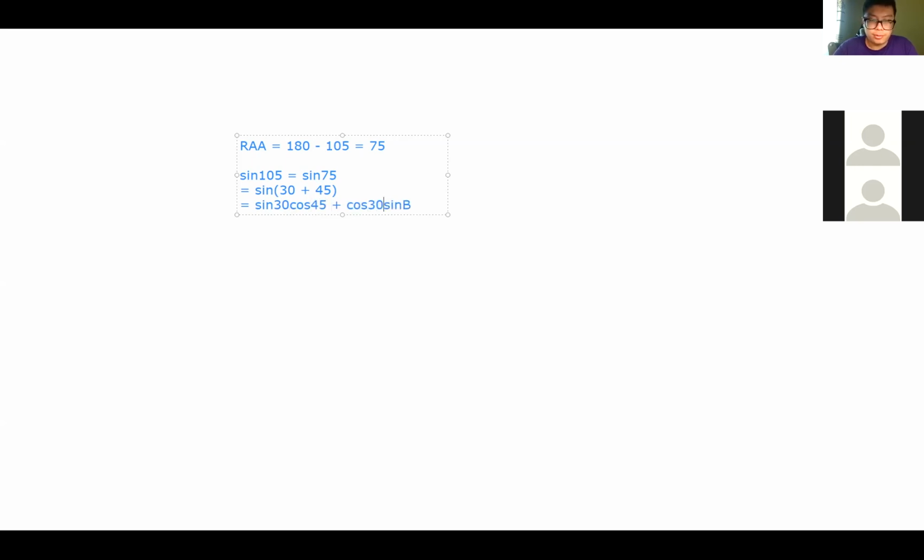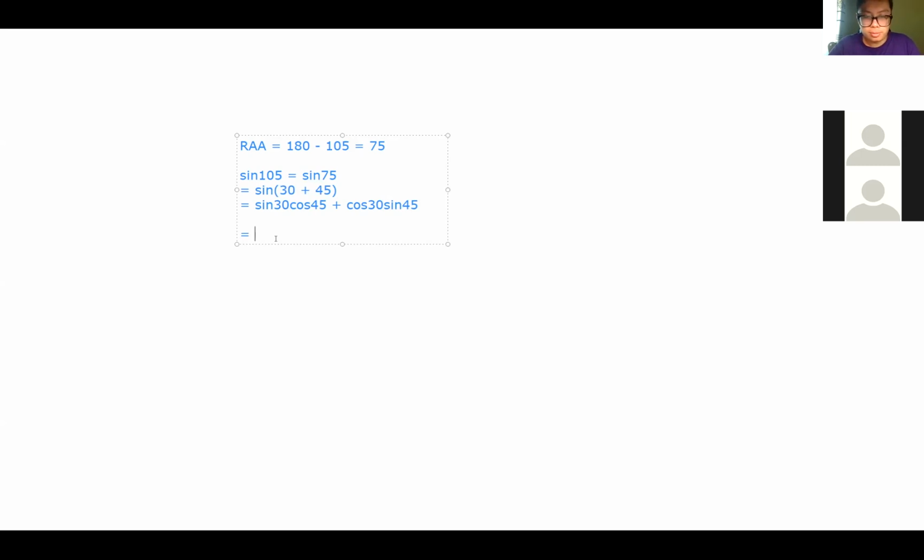And we'll do it over here as well. Now we can substitute their exact values into these expressions, because we know what sine of 30 is, we know sine of 45 is, we also know what cosine of 45 is, and we also know what cosine of 30 degrees is. So that's why we express the sine of 75 using these two angles, because the question asks for an exact value.